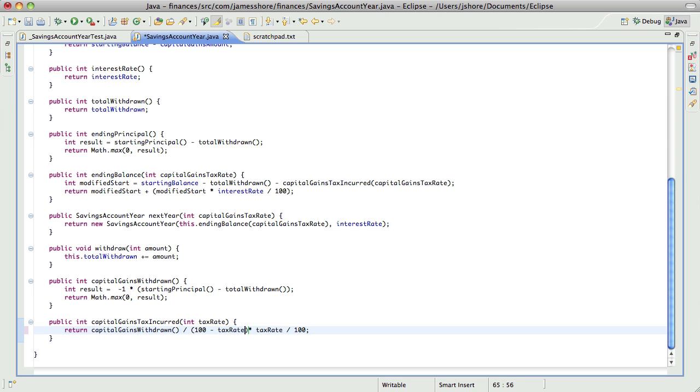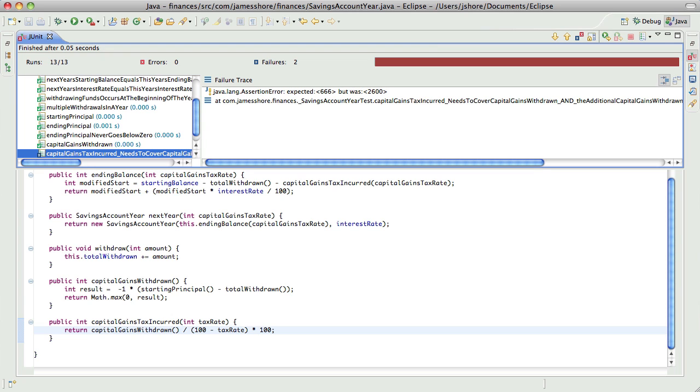Well, we'll just hack away at this and see how we can make it work. Of course, the problem is I'm using integer math rather than floating point math, and that makes things all kinds of wonky. So we're capital gains tax withdrawn divided by 100 minus the tax rate times 100. Let's see what that gives us. That's not going to be the right answer, but let's see what happens.